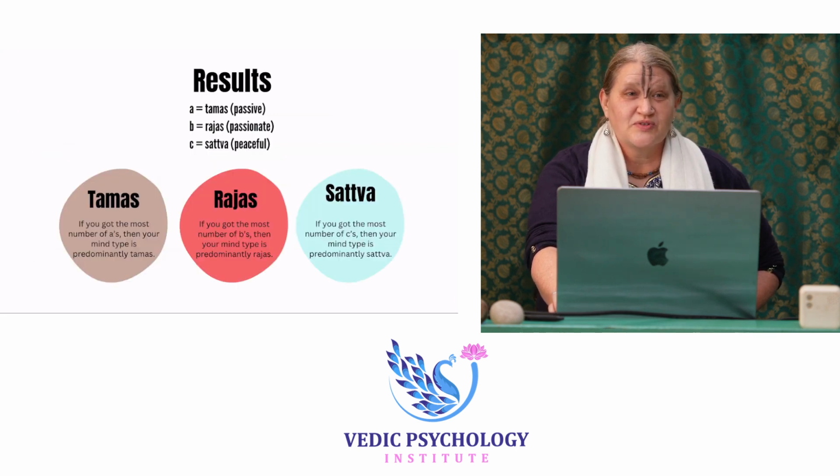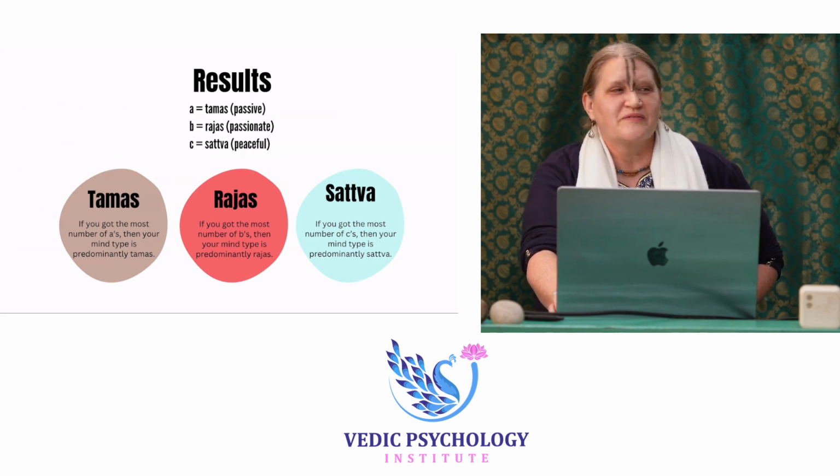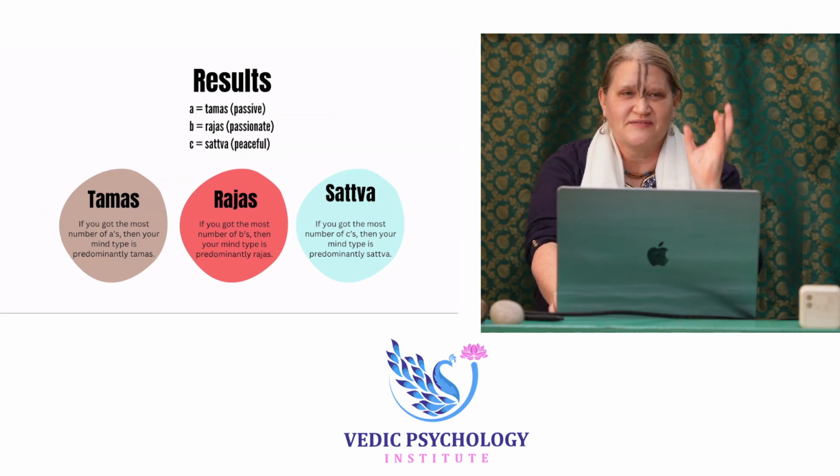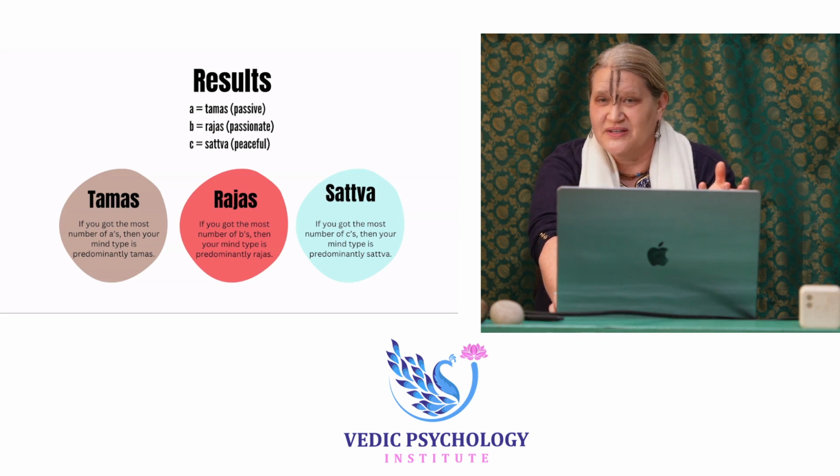Okay, so if you got the most A, that's tamas, passive. If you got the most B, that's rajas, passionate. And if you got the most C, that's sattva, peaceful. That means predominantly. I mean, we have to have all 3 to be alive, right? All 3 of those. And that's why I'm saying just your snapshot of time now in the past week or so, here's what it is.